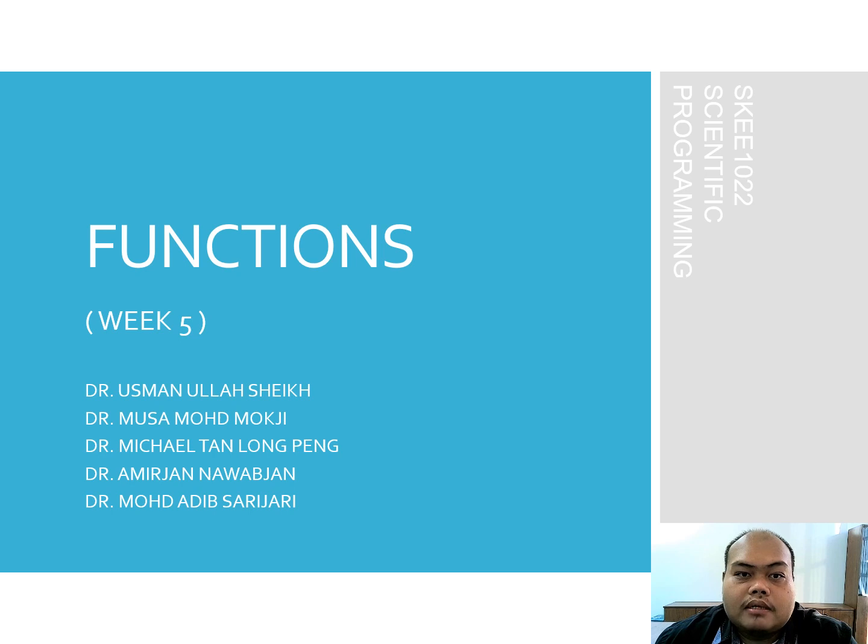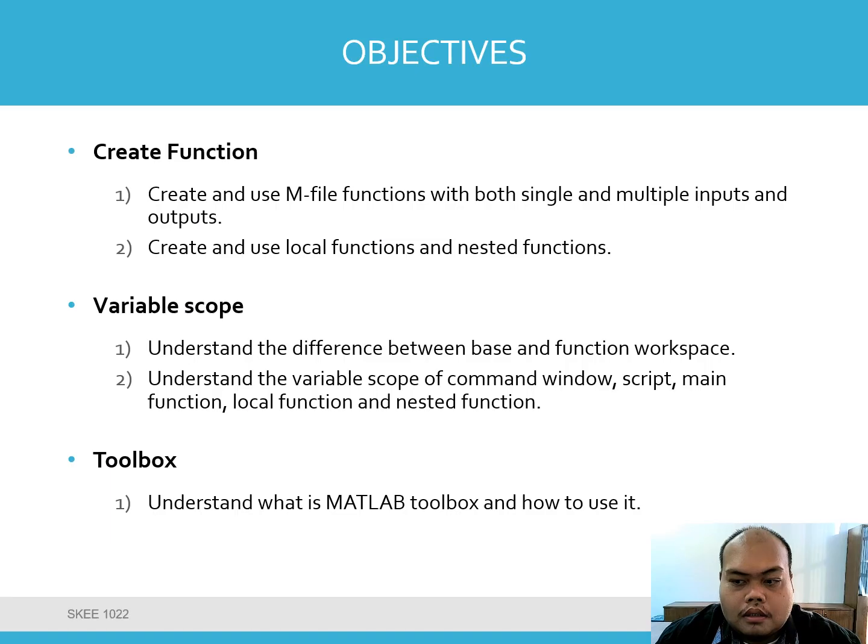So today we will learn about function, which is in chapter 5. The objective for this chapter is, first, to create an M file function using a single input and multiple inputs as well as outputs. And then to create a local function and nested function.